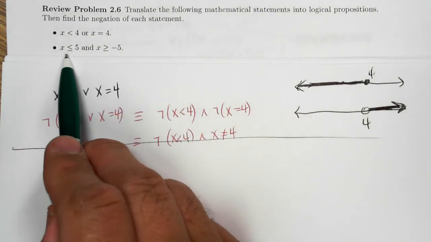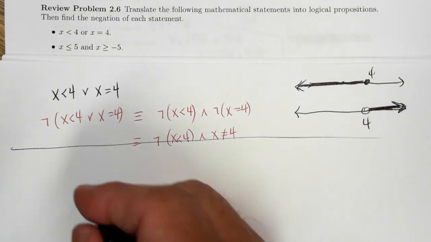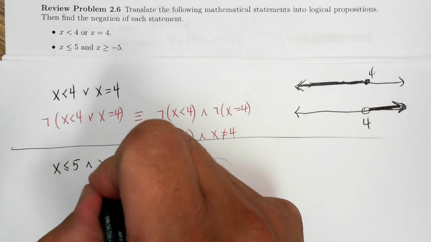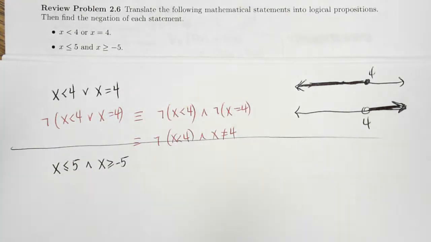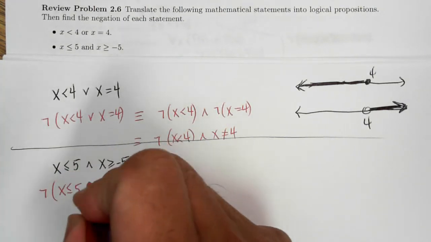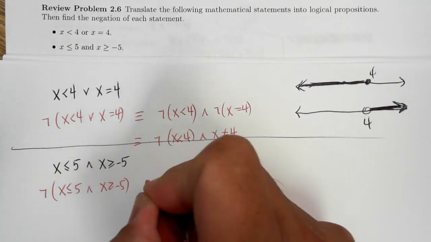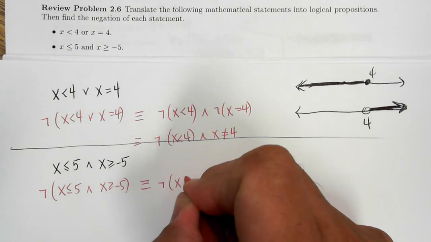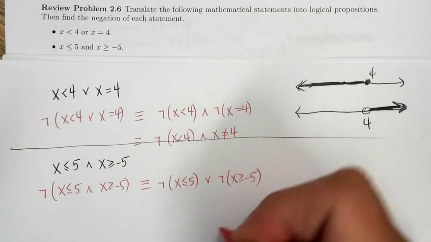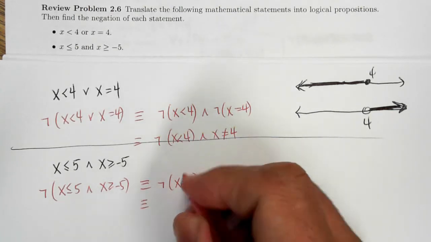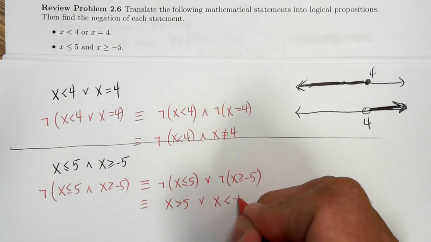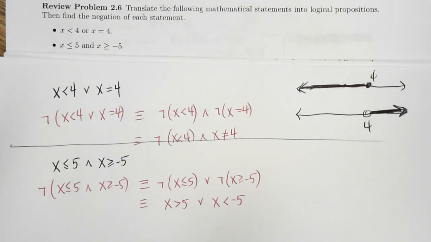Okay, second problem. x is less than or equal to 5, and x is greater than or equal to negative 5. So written as a logical proposition, x is less than or equal to 5, and x is greater than or equal to negative 5. The negation of this statement would be that the first statement is false, or the second statement is false. And that would be the same thing as saying that x is greater than 5, or that x is less than negative 5. Now again, this makes sense.